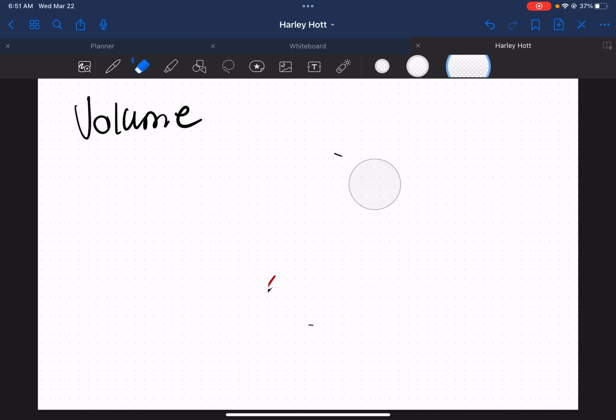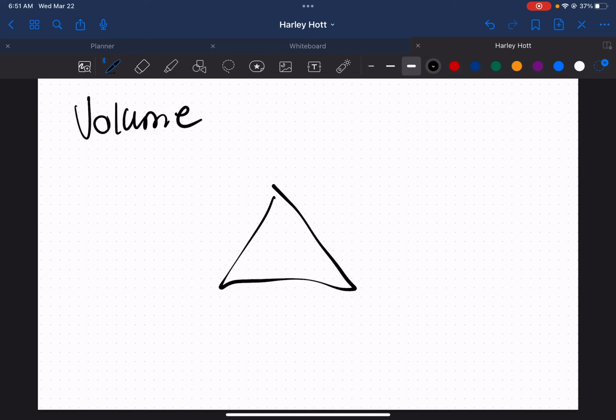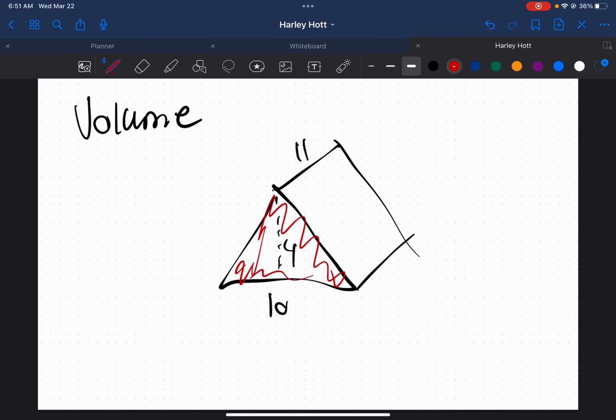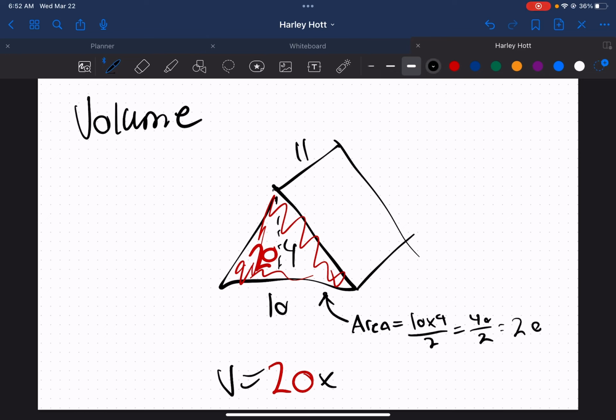So a triangular prism, maybe of these dimensions, maybe we can have a base of 10 and a height of 4 and then a depth of 11. We're going to start by finding the area of the triangle. So this area is going to be equal to base times height divided by 2, 10 times 4 divided by 2, which is equal to 40 over 2, which is equal to 20. So we know that this red area is 20. So to find the volume, we're going to take 20 times the depth, times this 11 here.